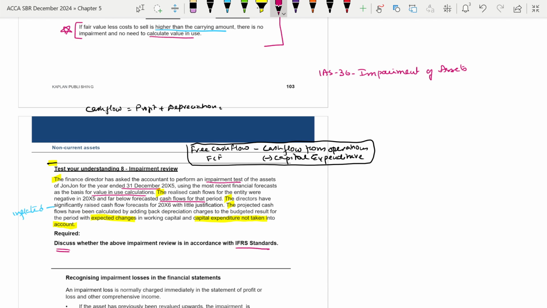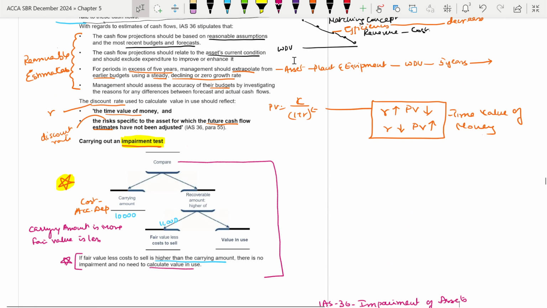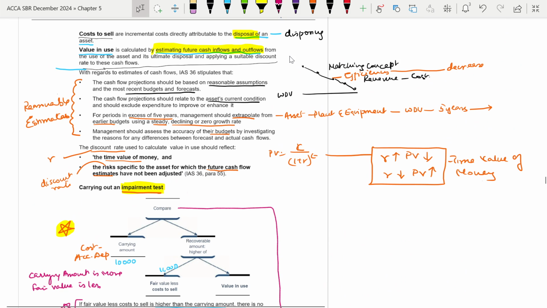Now, what are the rules when you are making a projection? What are the rules they have mentioned here? These are the estimates of the cash flows. I will put the numbers 1, 2, 3 and 4. You have to write the same thing, similar to that.